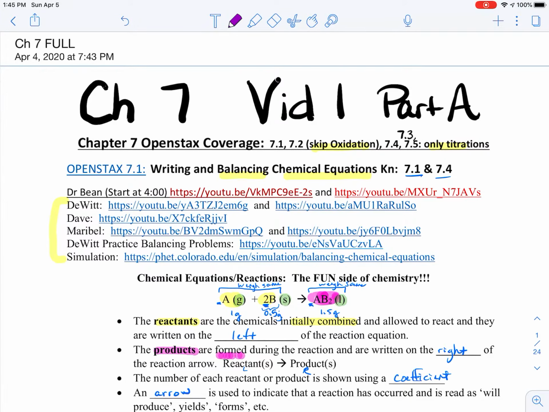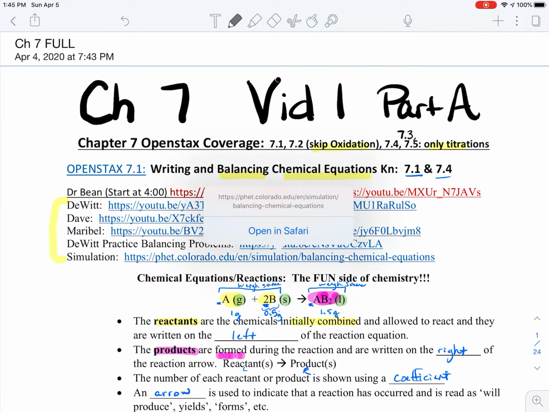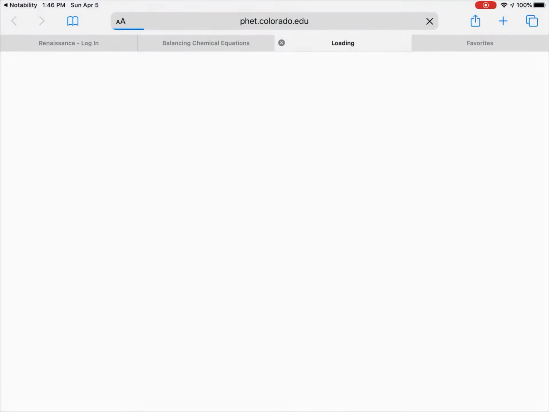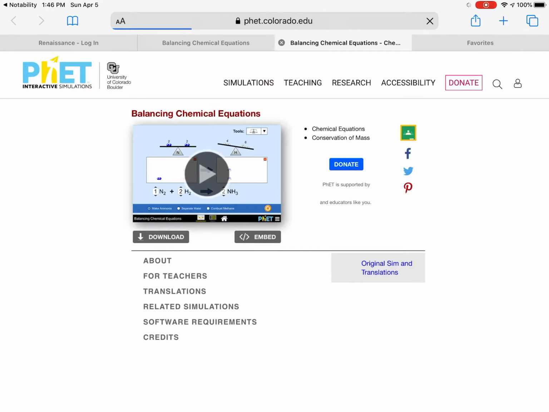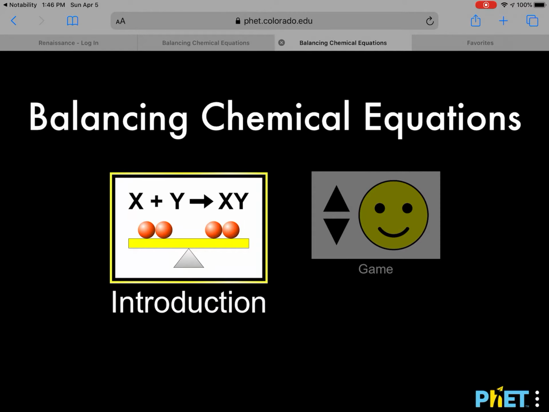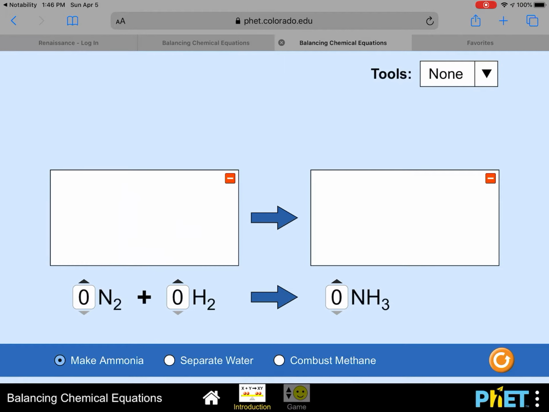Hey, when we were talking about balancing equations, I wanted to bring up another point of view. Sometimes people like to see a visual application, so I'm going to the simulations here at the top, clicking on Open in Safari, or whatever you want to open it in. So I'm going to open up this one. We'll do an introduction. This will be the really easy version.